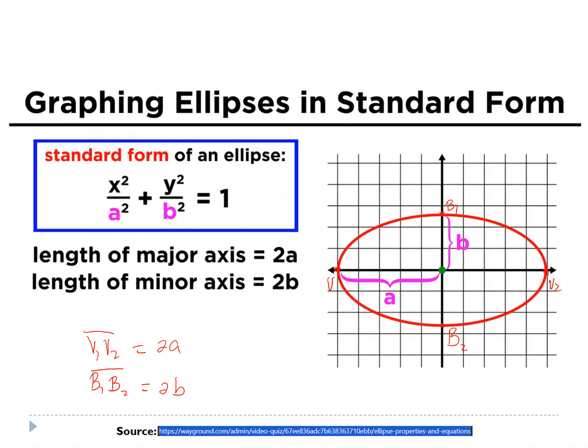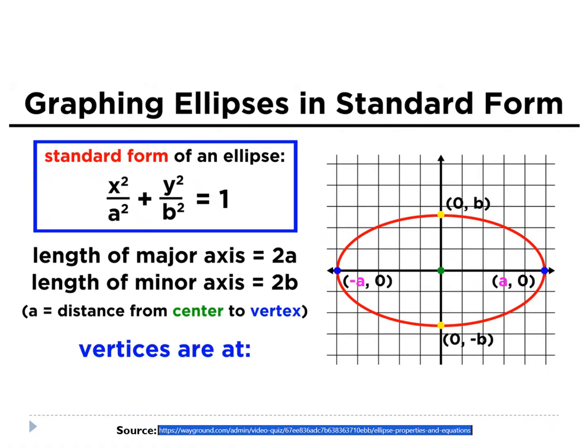Okay, and the coordinates of these vertices, as you can see here, the vertex V1 is on the same line as the x-axis. This is our x-axis. This is our y-axis.